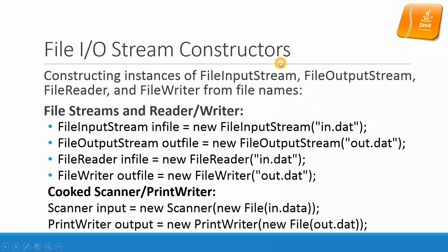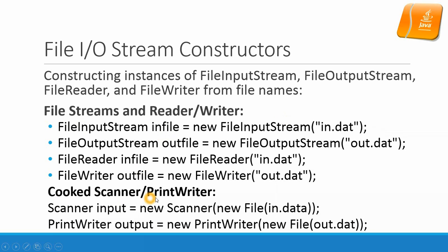File I/O stream constructors: constructing instances of FileInputStream, FileOutputStream, FileReader, and FileWriter from file names. So we put a certain file name and we create a file handler, like an in file or an out file handler. We can build up a convention of using similar names for input stream or reader, because by doing this, you don't need to worry about the input devices.